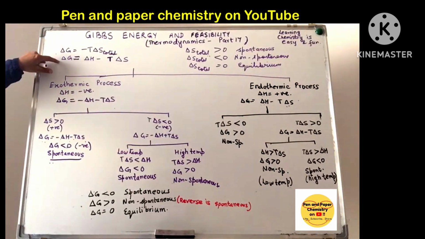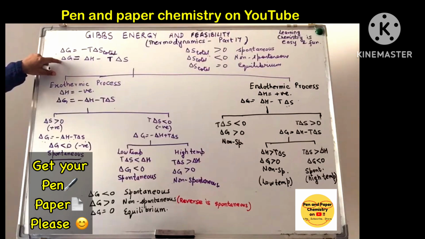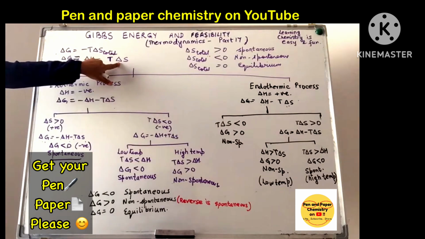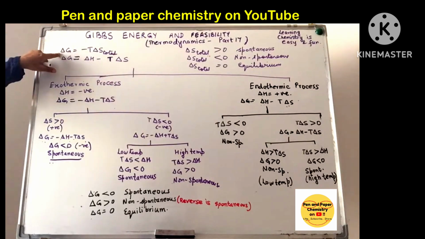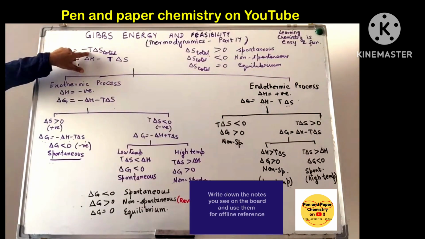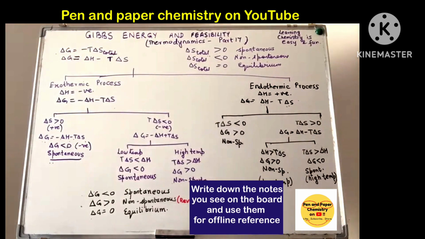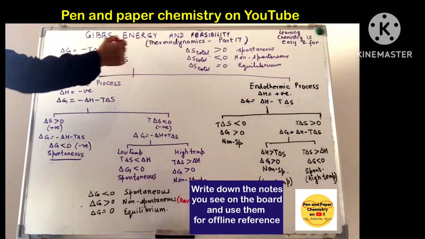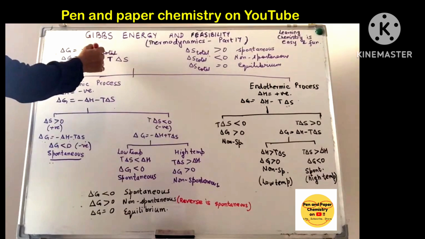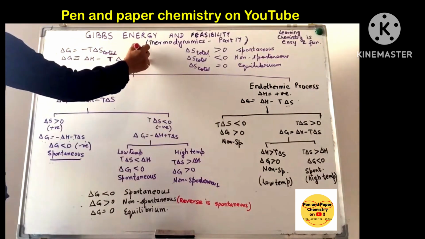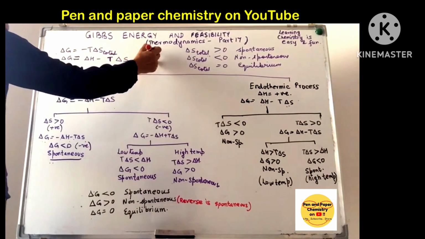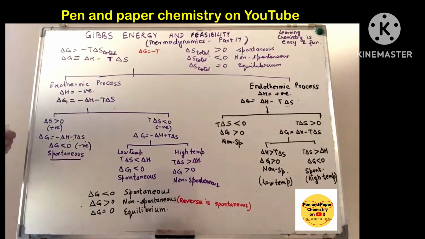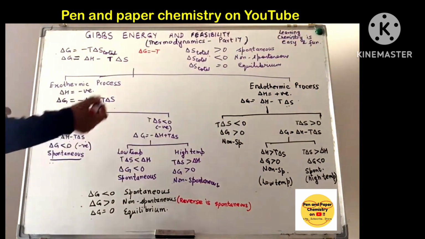Now, in the previous video, we had derived the relation delta G is equals to delta H minus T delta S, and also delta G is equals to minus T delta S total. Now, if I'm saying that for a spontaneous process, delta S total has to be greater than 0, then delta G is equals to minus T delta S total, where delta S total greater than 0 means it's a positive value.